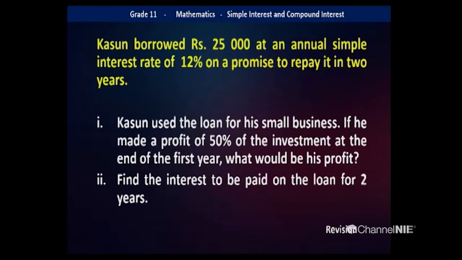Then Kasun used the loan for his small business. If he made the profit of 50% of the investment at the end of the first year, what would be his profit? Now this person obtained a loan 25,000. For what he invested that? He used that amount for his business. From the business, he received 50% income or the profit.